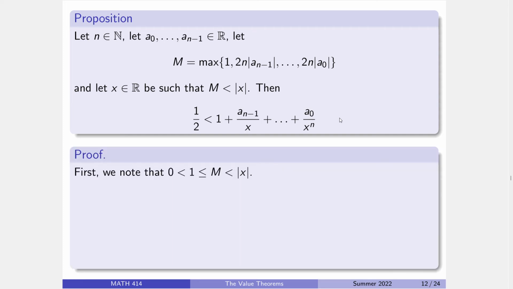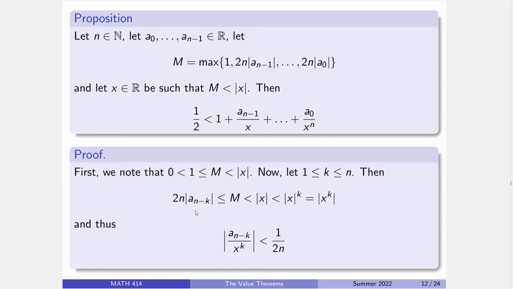Okay, so the first thing to note is that we snuck a 1 in here, and that's really just to make this work like this. So 0 is strictly less than 1, and m is strictly less than x. So for any k living between 1 and n, so note. Then, if I look at 2n, a sub n minus k, well, that's one of these things on the list. That's less than or equal to m. M is less than that.